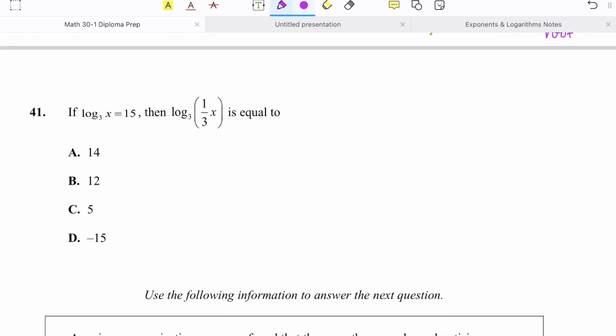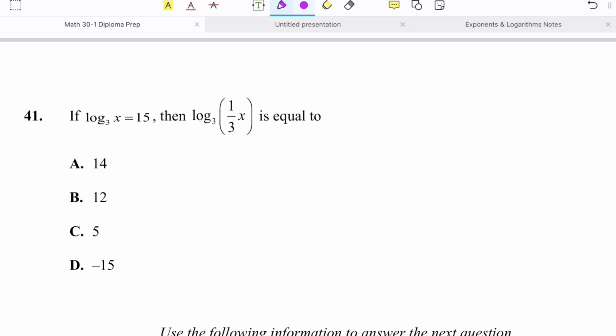Let's do our last question here. You can pause and try it on your own first. If log base 3 of x is 15, then what is this log equal to? Let's figure out what the value of x is based on this. Let's convert this to an exponent. I can do base 3 to the power of 15 is equal to x as my exponent form. Easy, that gives me the value of x.